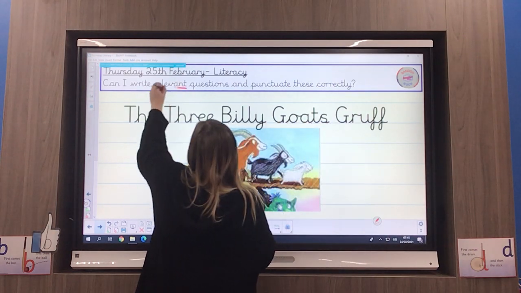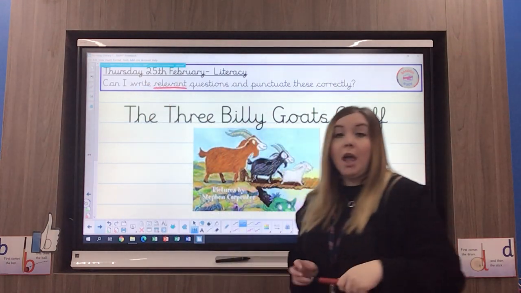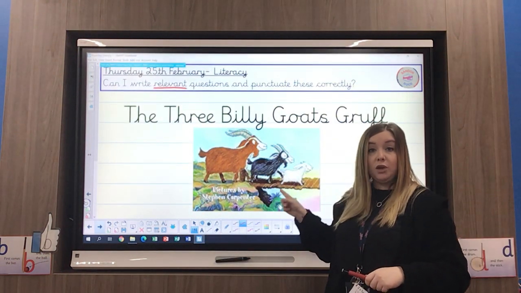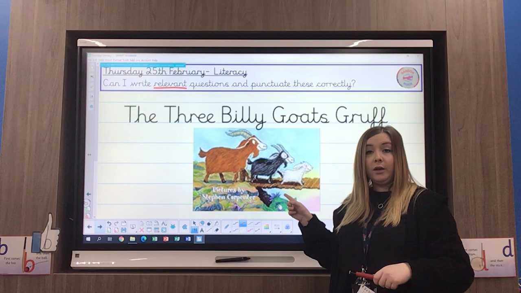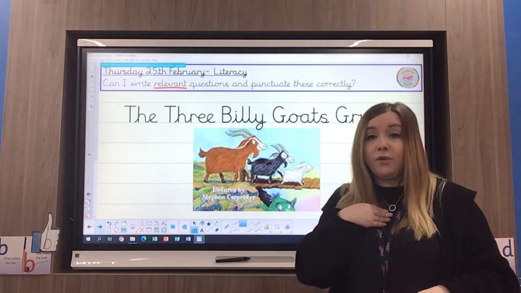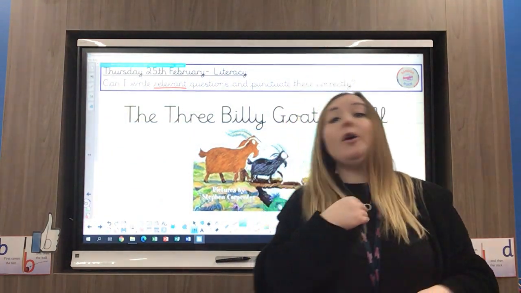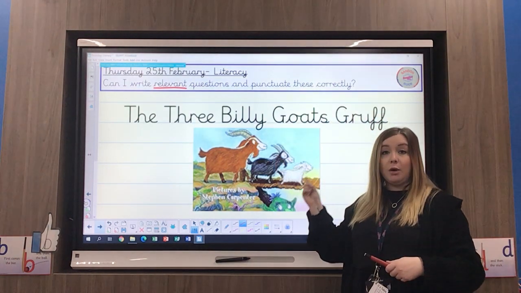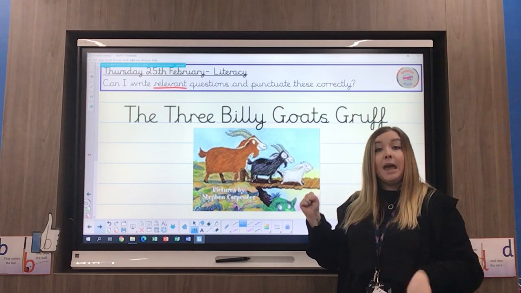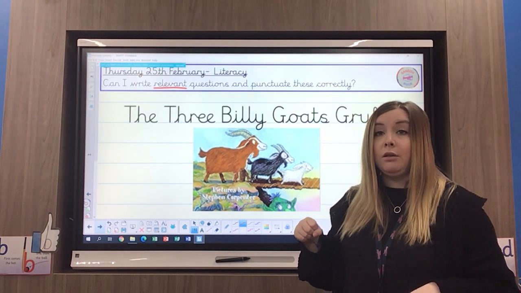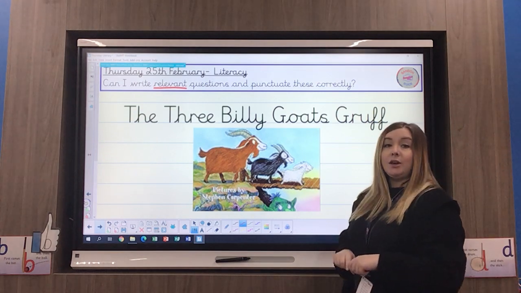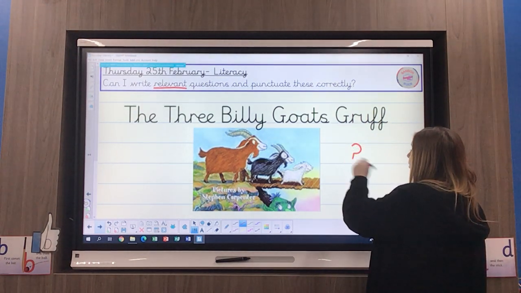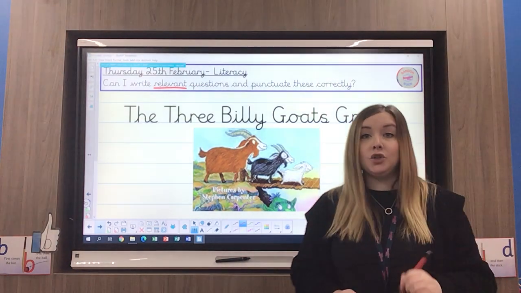Now I've included this word relevant. And all relevant means is that it links to what we're talking about. And we're talking about the Three Billy Goats Gruff. We're not talking about what we had for tea last night or what the weather is like outside. We're asking questions about the Three Billy Goats Gruff. Okay, and once we've written our question, we've then got to punctuate it correctly, and that means we've got to put a question mark at the end of it.